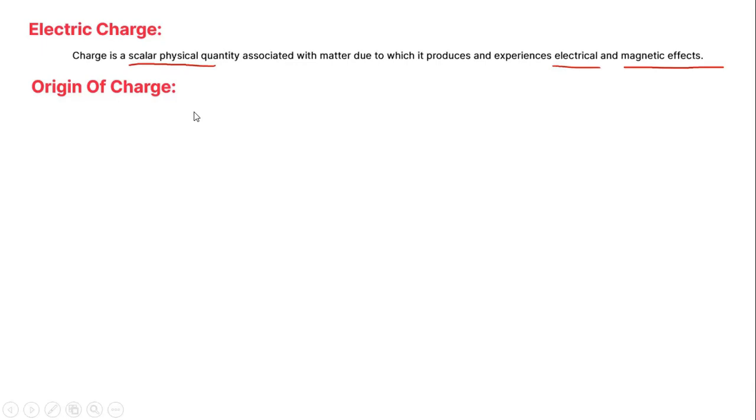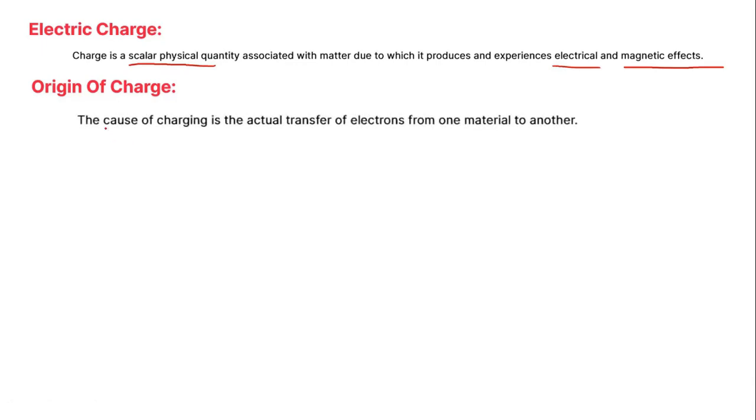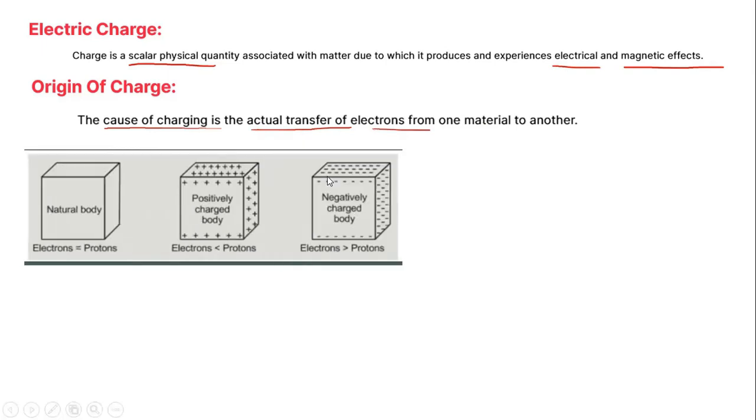Now, an obvious question comes to mind: what is the origin of charge? The origin of charge, or the cause of charging, is the actual transfer of electrons from one material to another. Mind it, the key word here is the actual transfer of electrons. Now what is meant by this actual transfer of electrons? Let us see. In a neutral body, we know that the number of electrons and the number of protons are always equal.